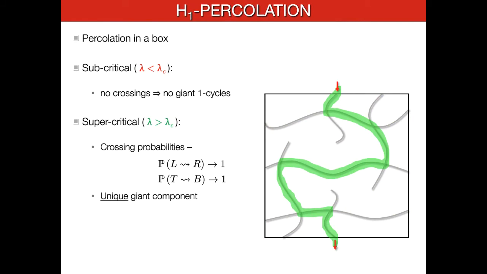And that happens with a probability going to 1. So at the same time that the crossing paths occur, the giant 1-cycle appears as well. Therefore, we conclude that the threshold for H1 is the same as the threshold in classical percolation theory for the giant component. So this is the first part, handling just H1.